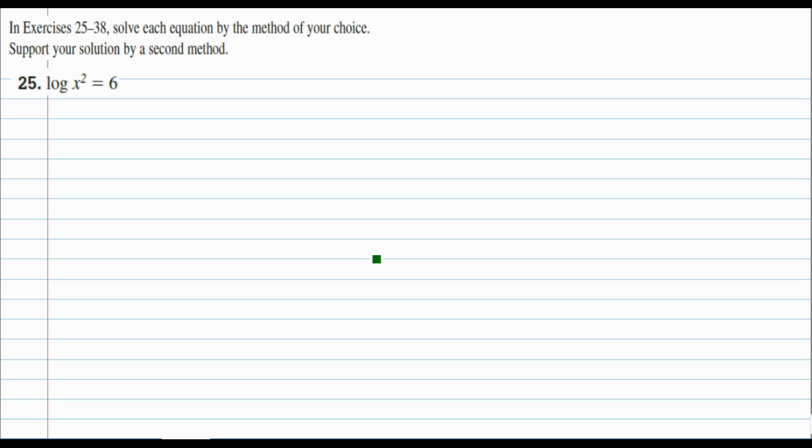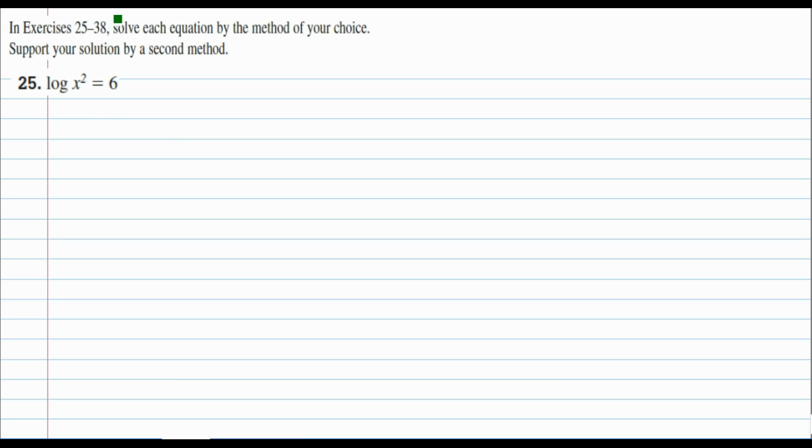The now try problem says solve each equation by the method of your choice, again leaving it wide open, and then support your solution by a second method. I'm actually going to do 3. I am going to solve this in 2 different ways, plus check it on my calculator just to be extremely thorough and make sure I have the right answer.